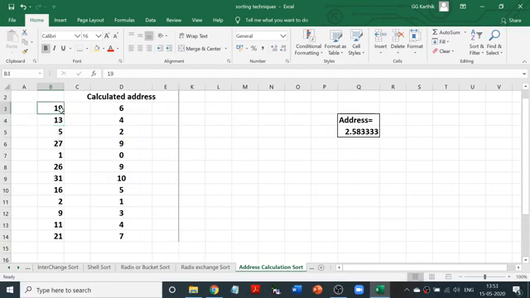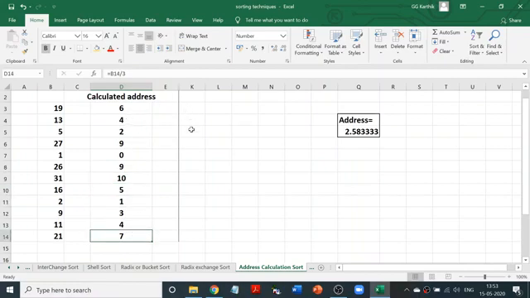So 19 by 3. 6 threes are 18, so I've taken 6. I've taken the lower bound here. I'm going to have 6 as the calculated address. For 13, the address is 4. Divide all these numbers by 3. That's it. 13 divided by 3, 5 divided by 3, 27 divided by 3, 1 divided by 3, and so on. So this is the address I get.